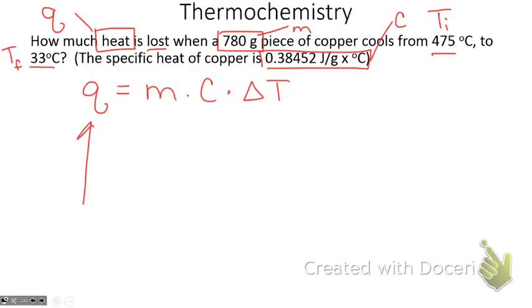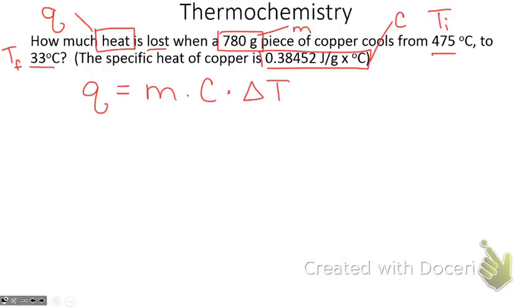Just in case you forgot, Q represents heat, M represents mass, C represents specific heat, and delta T represents change in temperature. So when I read the problem, I'm probably going to get all three of them, and then one's going to be missing. And in this case, I'm missing Q. That's going to be my unknown.